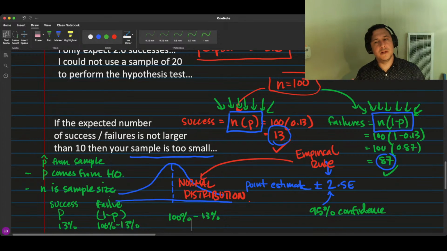Anything else people want to ask? Looks like it's making more sense. Tomorrow we're going to come back. Well, actually what we're going to do is learn what needs to be true for hypothesis testing over a proportion. So we'll do that. Okay.